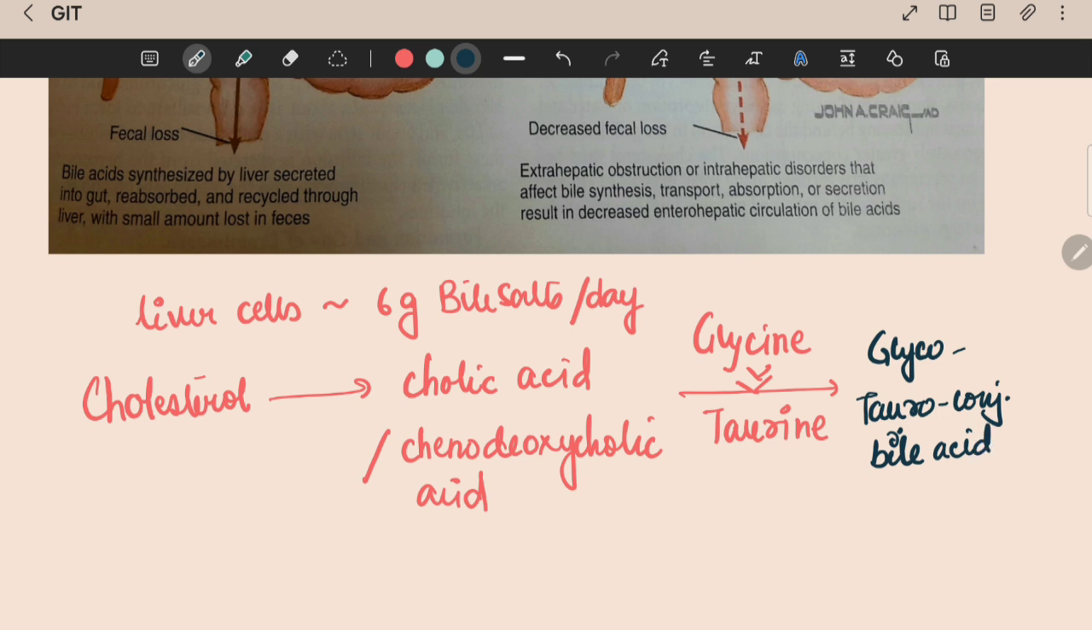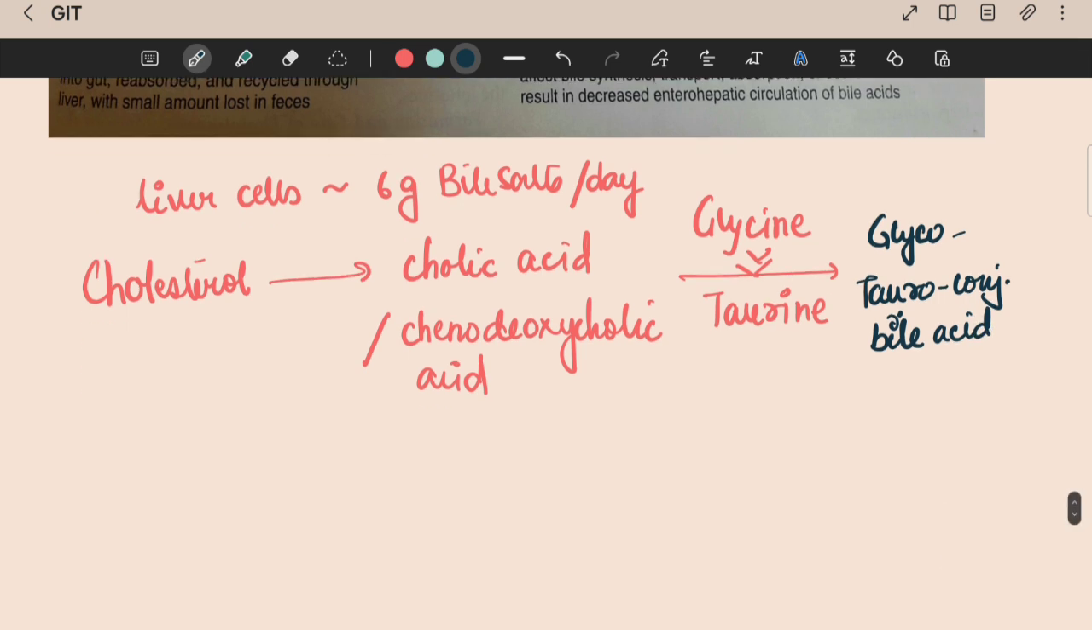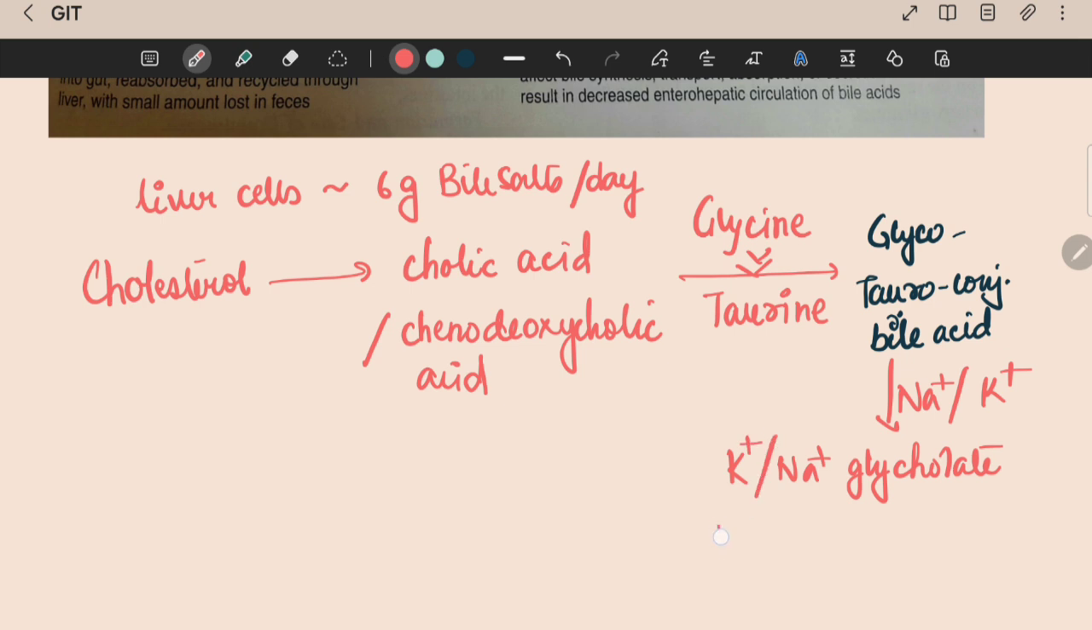Okay, so then what will happen? They will react mainly with sodium or potassium, and form what? Sodium glycolate. There can be sodium or potassium glycolate and sodium and potassium taurocholate. Mainly glycolate salt is there. So this is how the bile salts are produced from cholesterol.